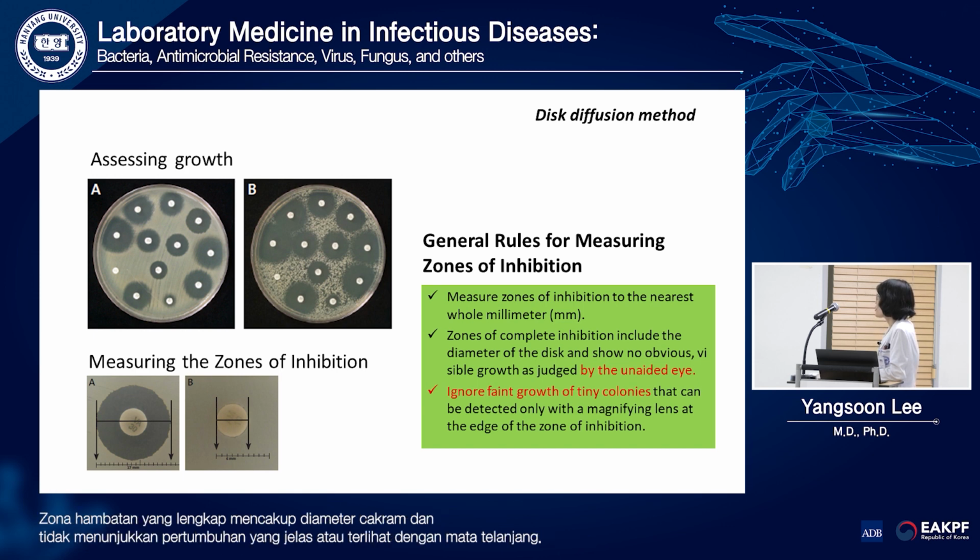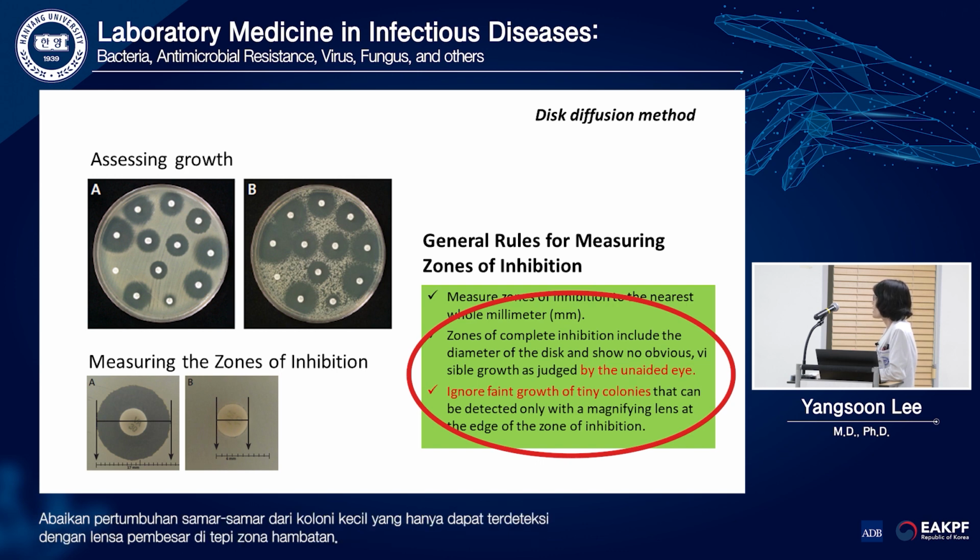Zone of complete inhibition is the diameter of the disc showing no obvious visual growth as judged by the unaided eye. Ignore faint growth of tiny colonies that can be detected only with a magnifying lens at the edge in a zone of inhibition.